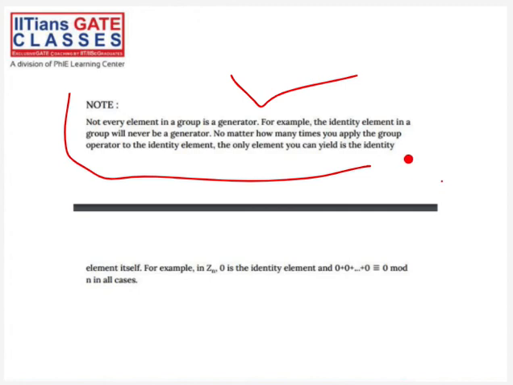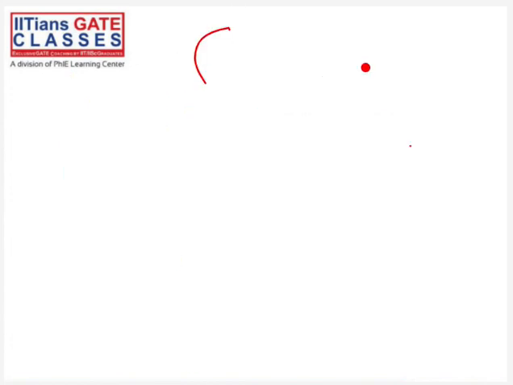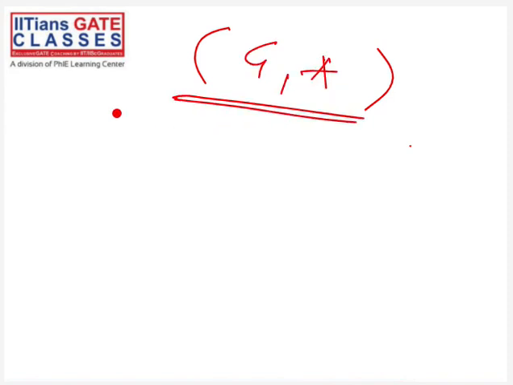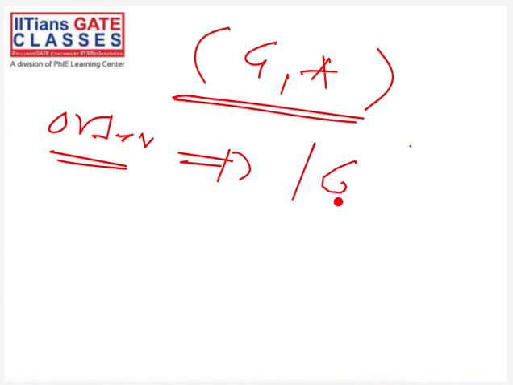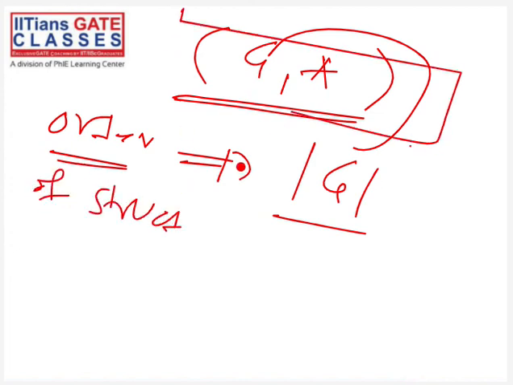Now the next thing: we have already defined the order of a group, or of the structure. The order of the structure is nothing but the number of elements in G. This we have already defined.